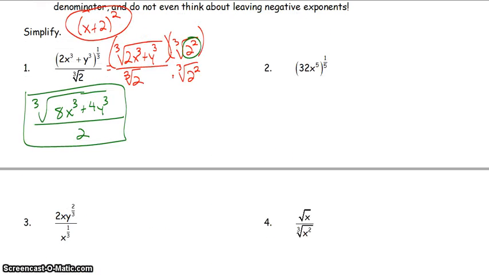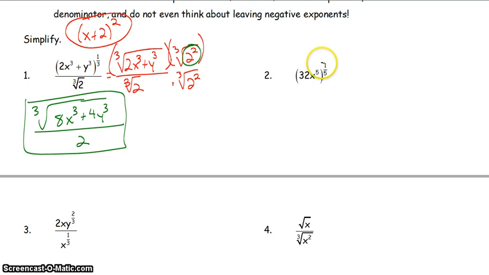Alright, well, it looks like it's running out of time. This is one where you can distribute the exponent real fast, number 2, but you have to put it to both things. So I get 32 to the 1/5, and x to the, this becomes the first power. Well, 32 to the 1/5, we have is 2. And that just turns into 2x.